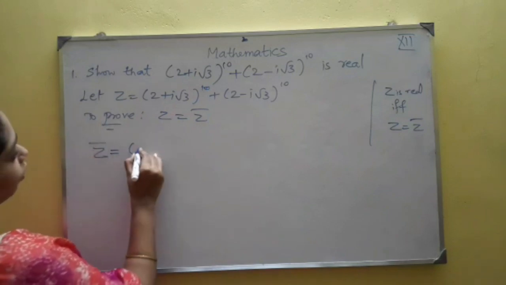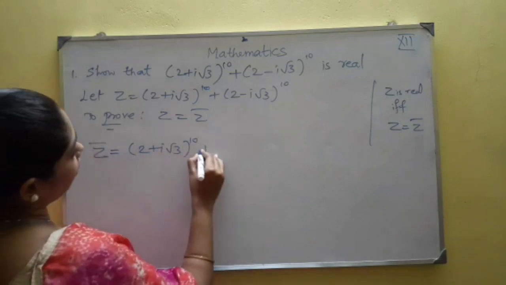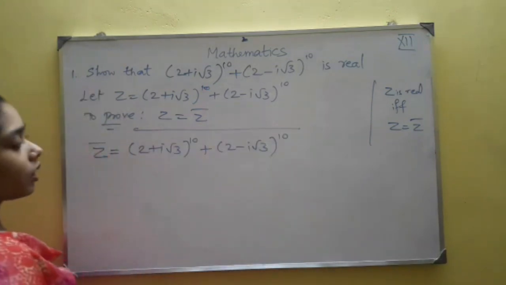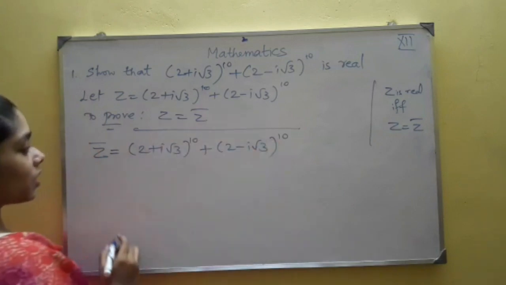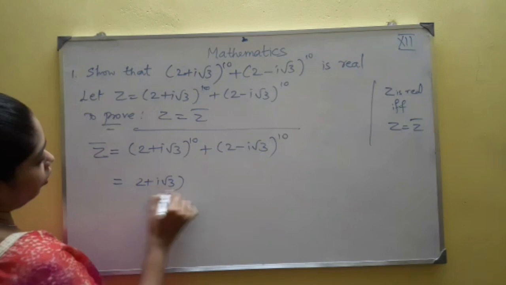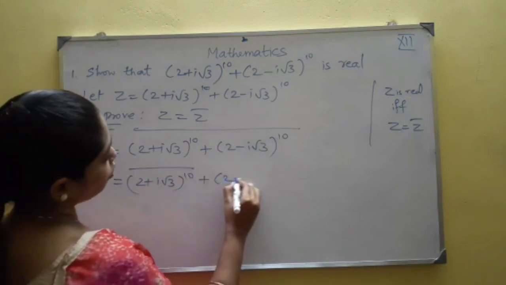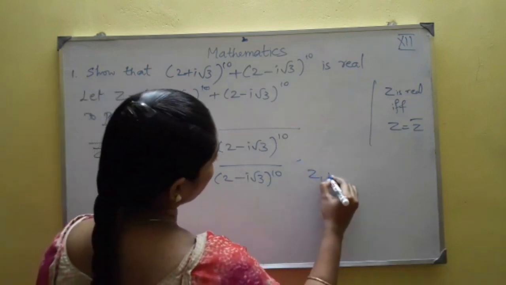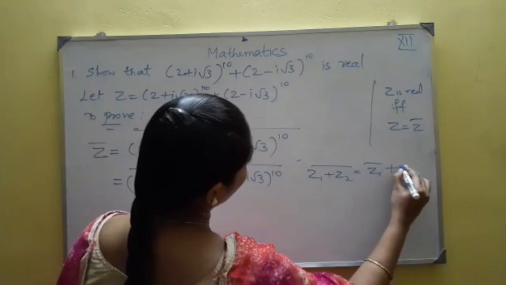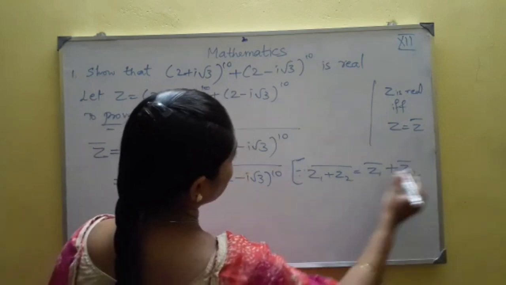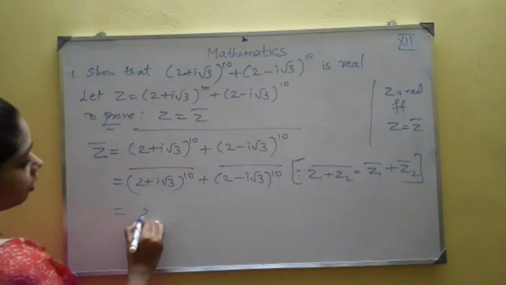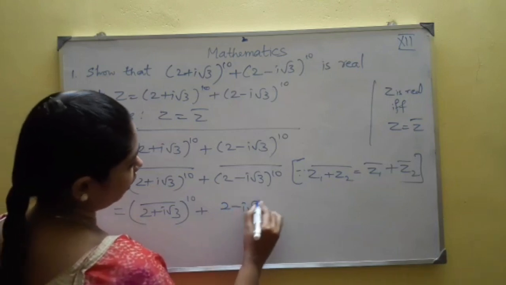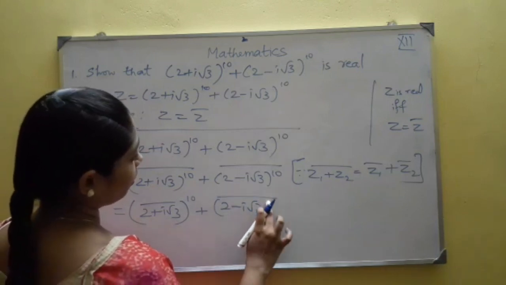So z bar is equal to ((2 plus i root 3) whole power 10 plus (2 minus i root 3) whole power 10) the whole bar, right? Now this is one complex number, this is another complex number. Shall I write like this? ((2 plus i root 3) whole power 10) whole bar plus ((2 minus i root 3) whole power 10) whole bar. By the property z1 plus z2 the whole bar equal to z1 bar plus z2 bar, after this step, (2 plus i root 3) the whole bar, (2 minus i root 3) the whole bar.